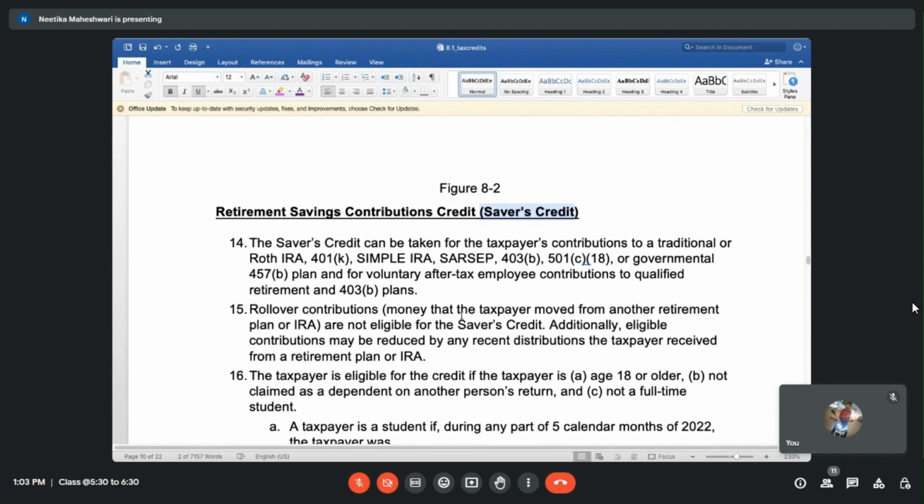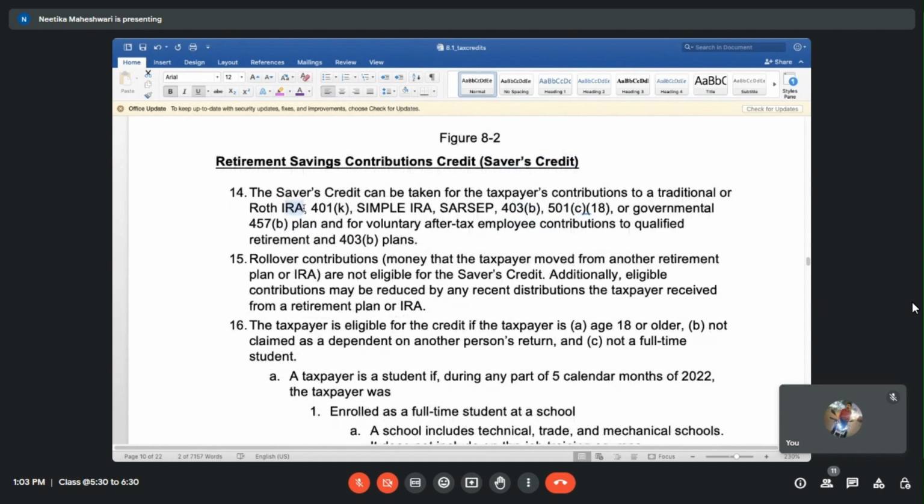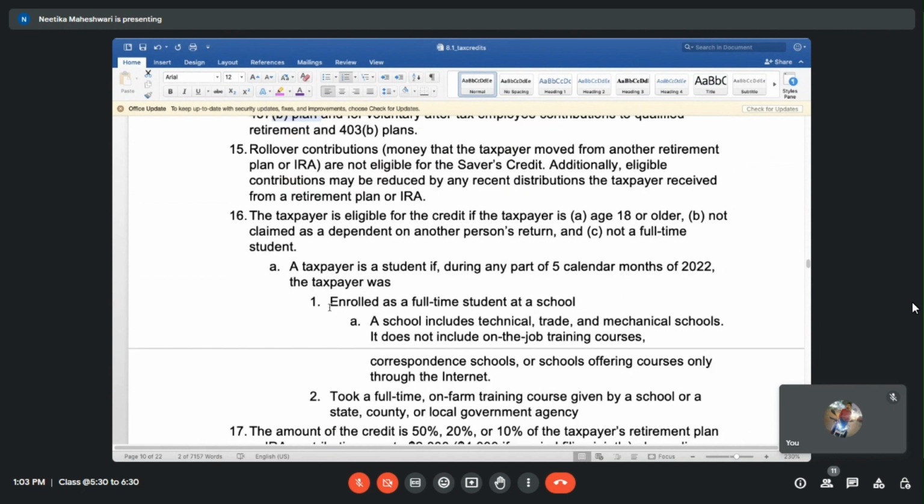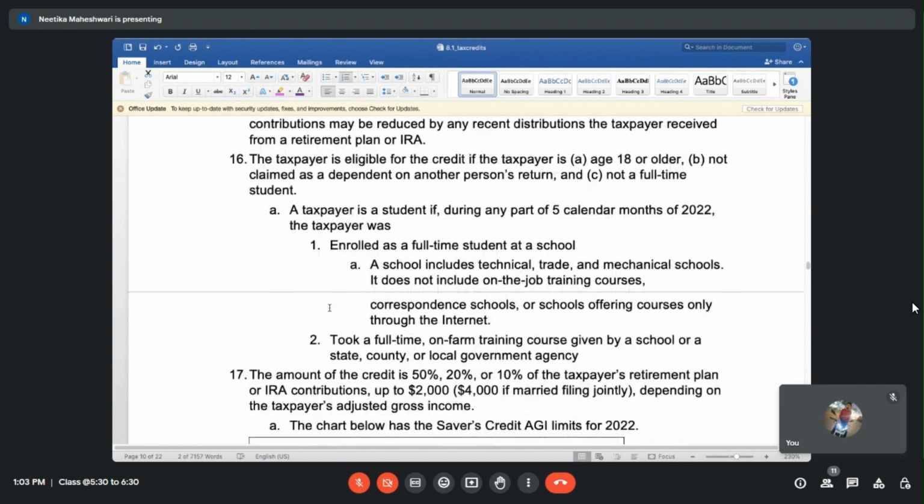Now, what kind of retirement contributions can people put money into? 401k, Roth, SIMPLE IRAs. These are all different kinds of retirement schemes. We don't need to go through them in detail, but 403b, 501c, and any other plans which are specifically for retirement can qualify for the tax credits. Usually, we don't see that very often because the income limit is quite low, and most of our clients will go above the limit.